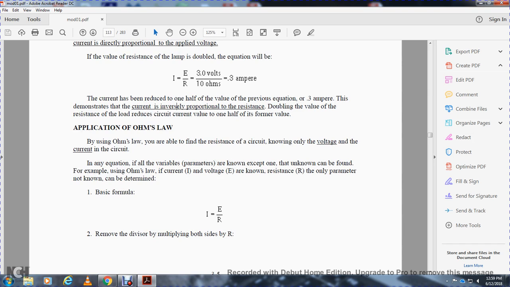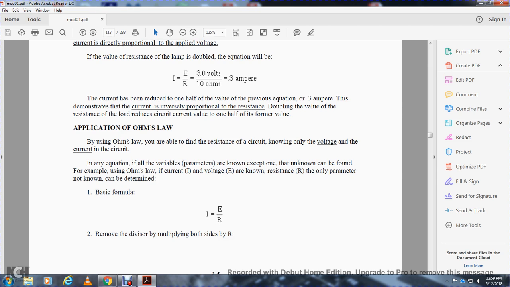Applications of Ohm's law. By Ohm's law, you can find the resistance of a circuit if you know only the voltage and the current in the circuit. In the equation, if all variables but one are known, the unknown one can be found. For example, in Ohm's law, I is the current, E the voltage, and R the resistance. The only parameter that is not known can be determined.